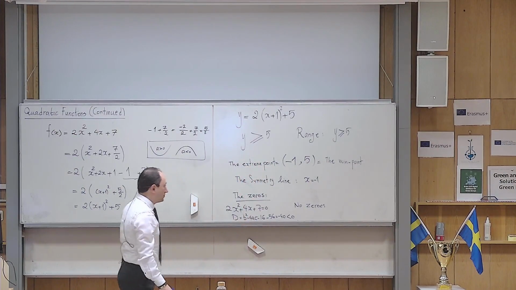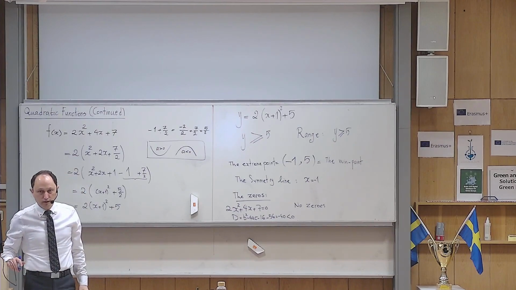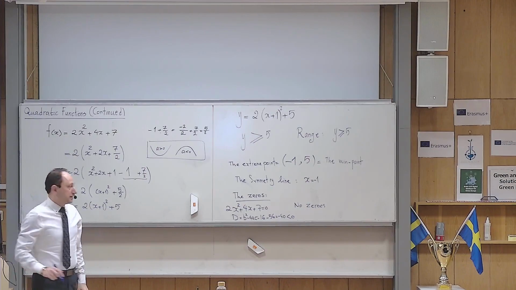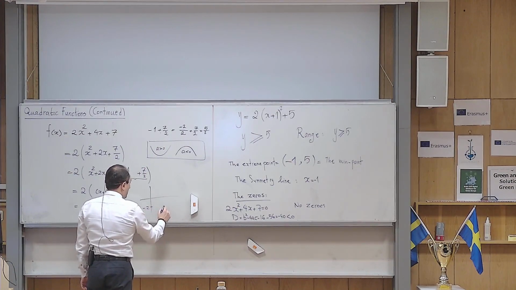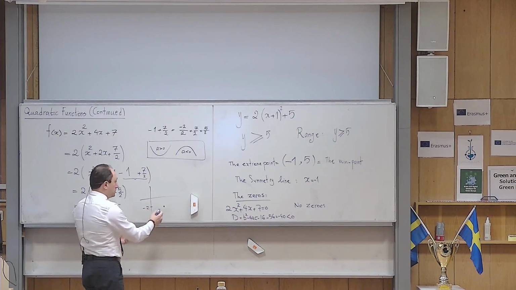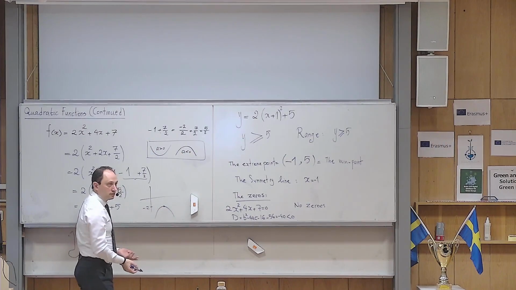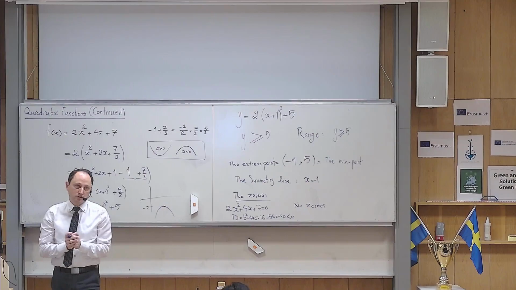For example, if the maximum is -2, do you think there are zeros for the function? If the maximum is -2, it means this is -2. The highest point is here. So it means that the graph should go down. And if it goes down, there is no chance for the graph to intersect the x-axis.